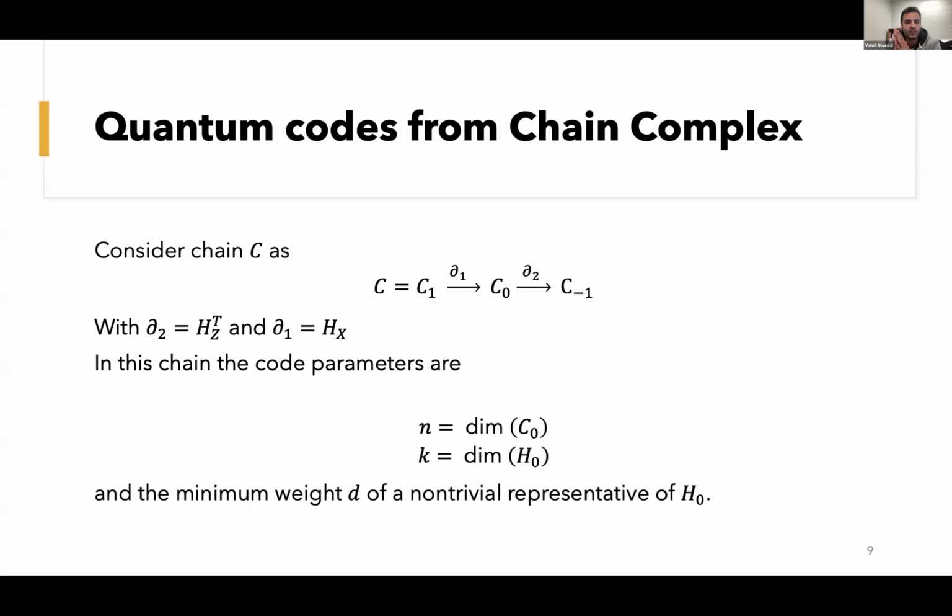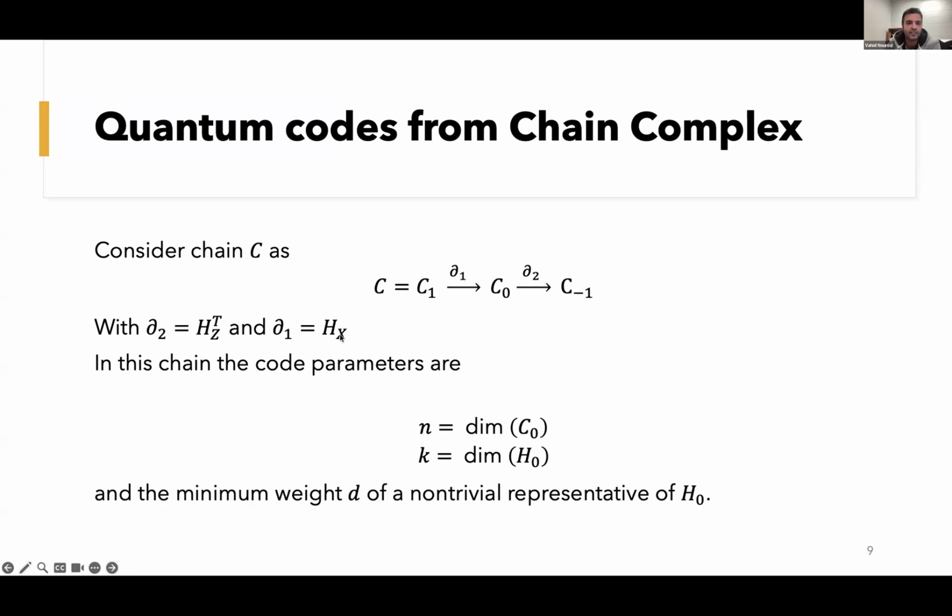explain the quantum code from chain complex, I want to mention that if we have only two categories, for example, C1 and C0, we have classical codes. And we define delta 1 as a parity check matrix for the classical code. But if we have three categories, C1, C0, and C minus 1, we have quantum codes.